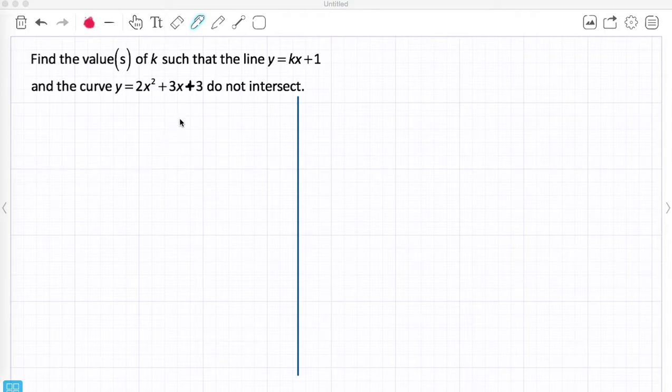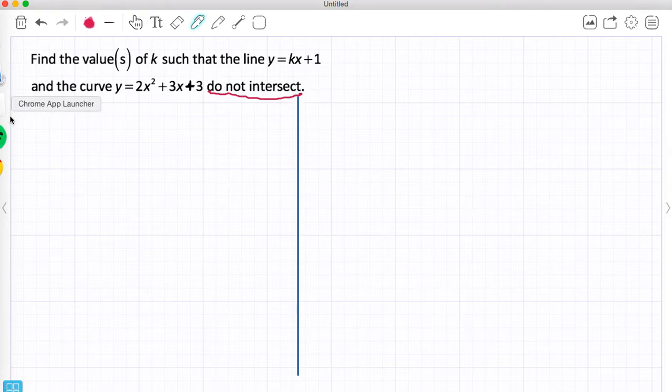About the quadratic discriminant. It's going to be quite a long question, so you may want to pause and reflect at certain times. Now let's have a read of the question. We've got a line and a curve that do not intersect. Now here's the key words, the trigger words if you like: do not intersect. That means that if I make them equal, there are no solutions.